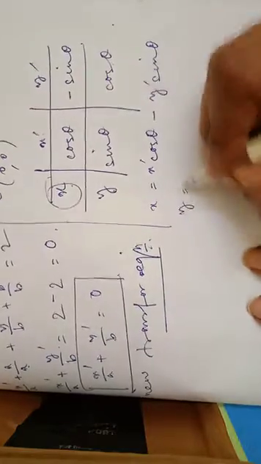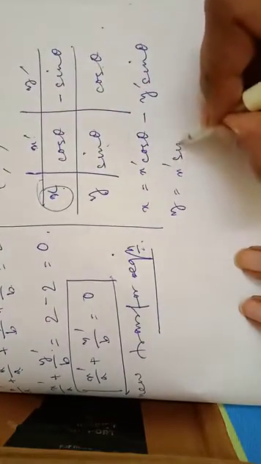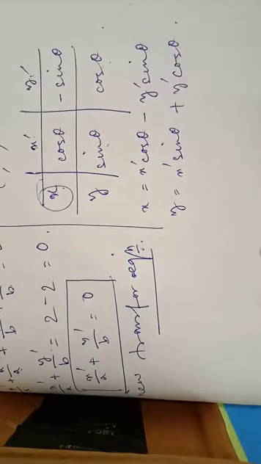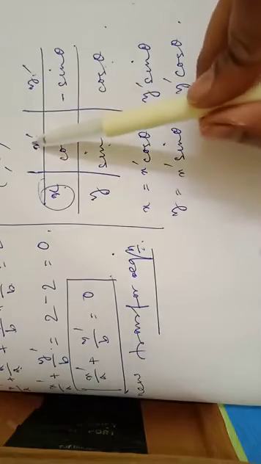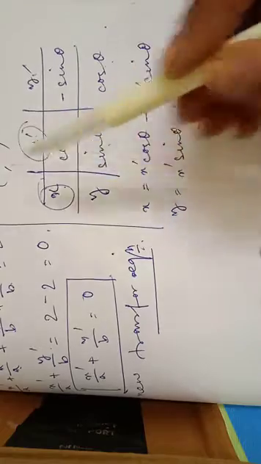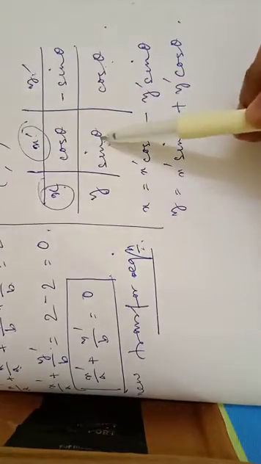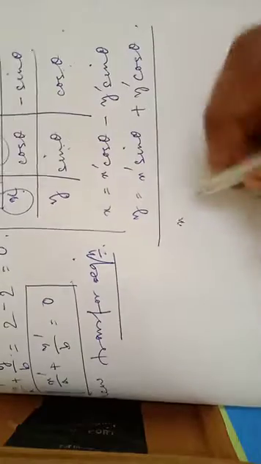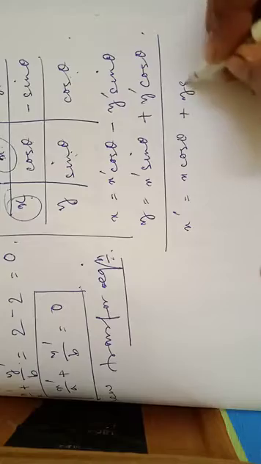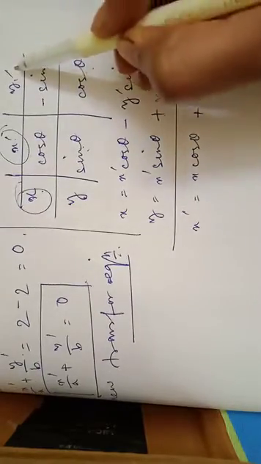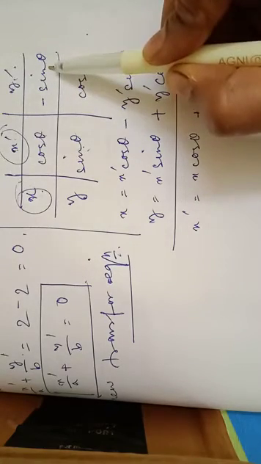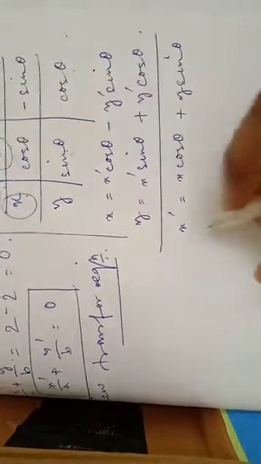And y equals x dashed sin theta plus y dashed cos theta. Okay. Similarly, we can express x dashed and y dashed using the values of x and y. So the value of x dashed will be x cos theta plus y sin theta. We are writing this formula also: x dashed equals x cos theta plus y sin theta. Similarly, y dashed will be minus x sin theta plus y cos theta.